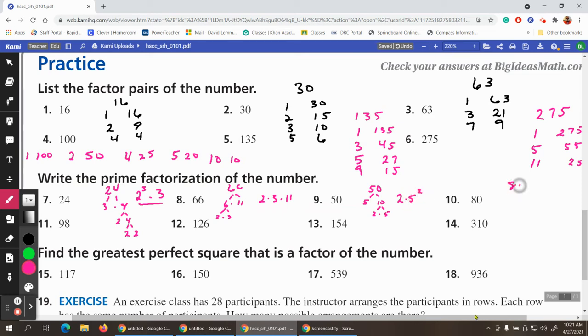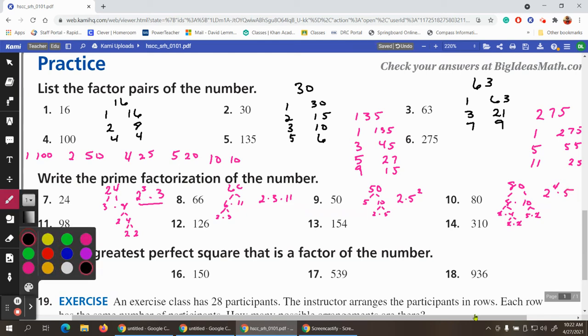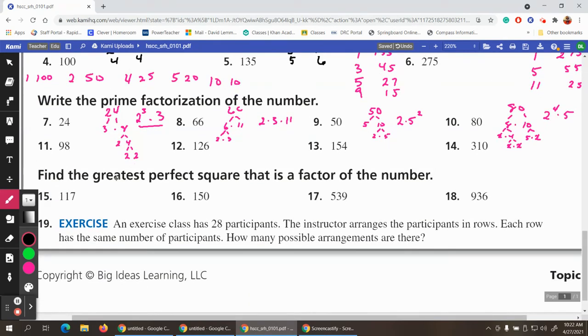80. 80, the easy way to go there would be 8 times 10. That is 2 times 4, which is 2 times 2. 10 is 5 times 2, so count up your factors. 2, 1, 2, 3, 4, so that's 2 to the fourth times 5. All right, I'll go with a different color. All right, let's do 98. Let's now do 98.